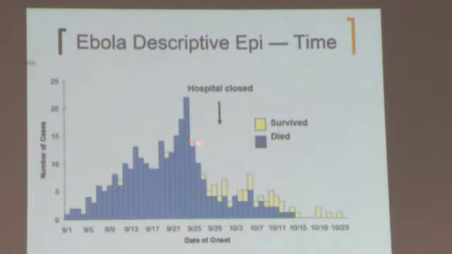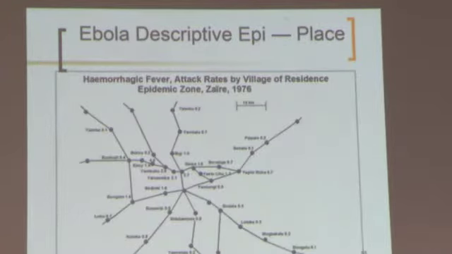And you can see that as we go into the later stages of the outbreak, survival tends to increase, while in the early stages, almost all those who were affected died. This is an example of a spot map showing the distribution of cases by place.